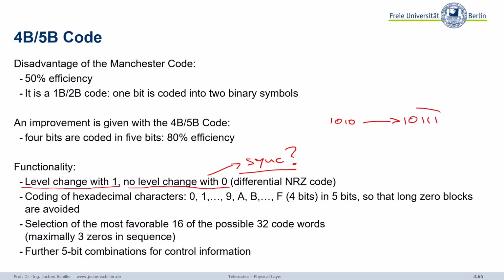And we construct the 5 bits in a way that no matter how we concatenate these 5 bits, we never have a long sequence of zeros. That's the idea. Because we map 16 different 4-bit words onto 32 different words, we can select out of these 32 those that, when concatenated, do not create too long sequences of zeros.